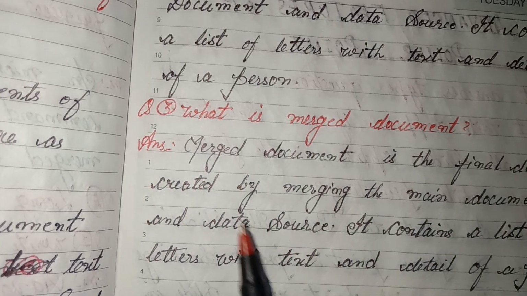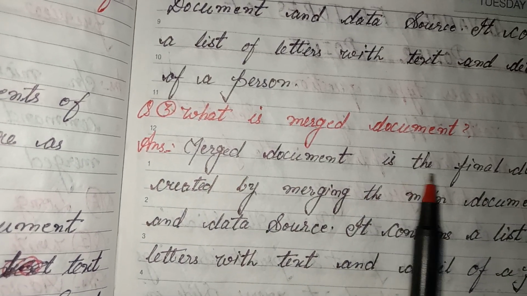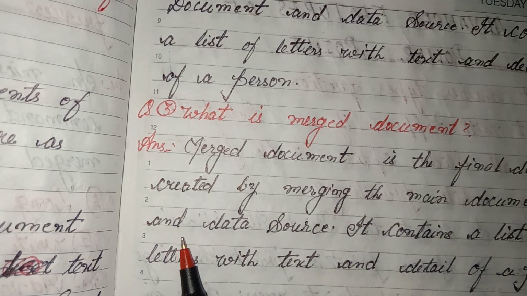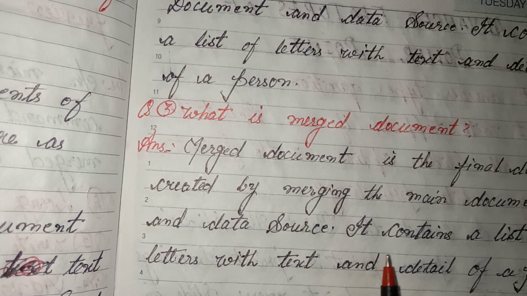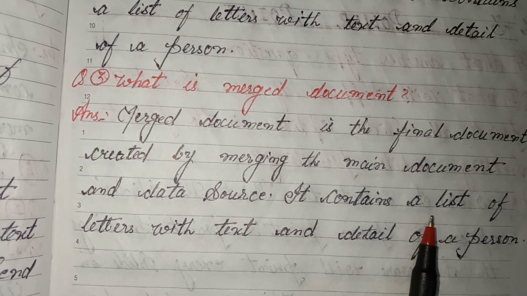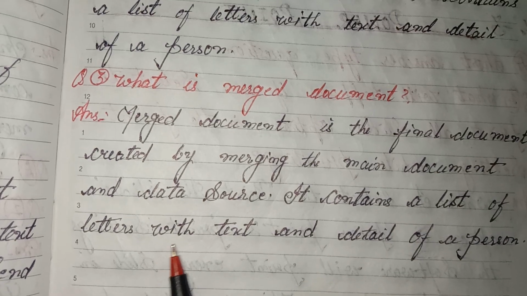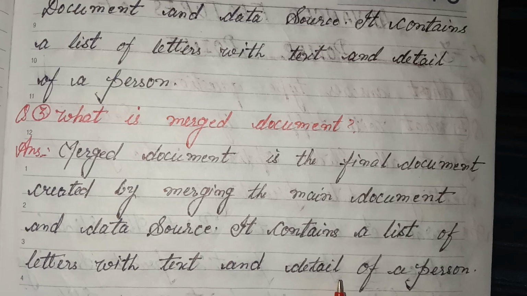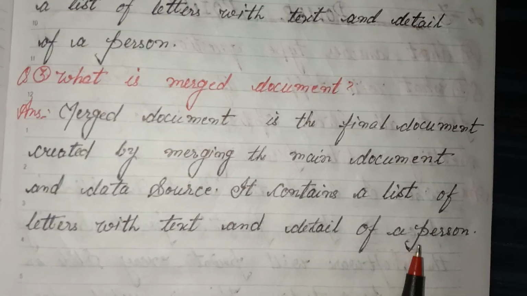What is a merge document? Answer: a merge document is the final document created by merging the main document and data source. It contains a list of letters with text and details of a person.